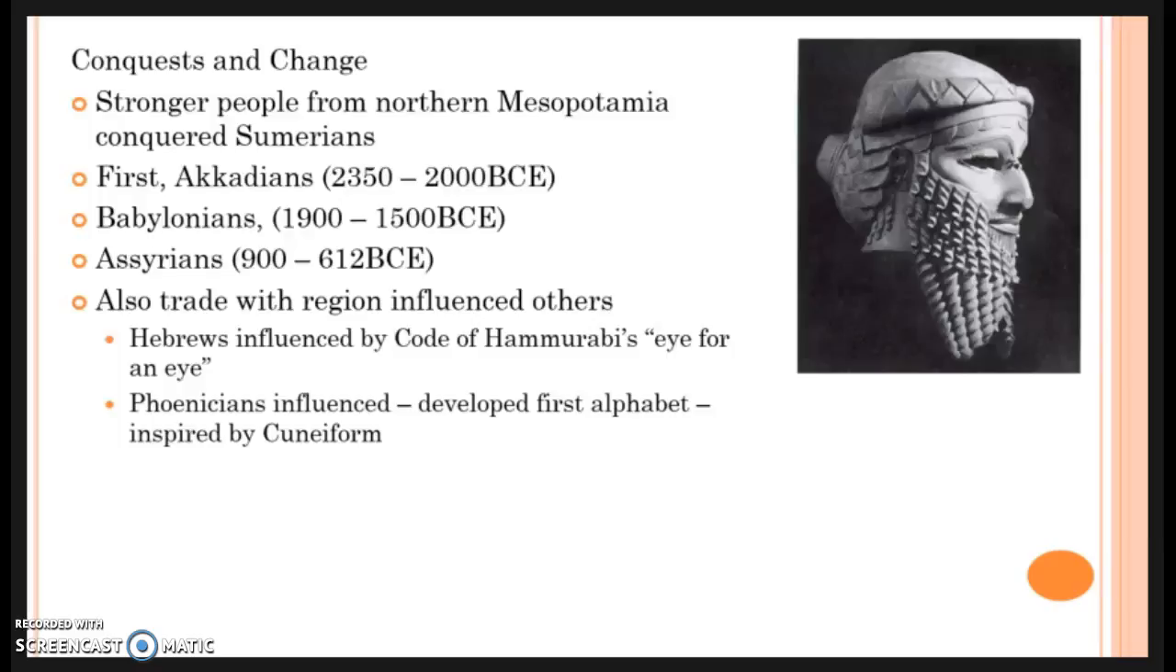Next came the Babylonians with the famous King Nebuchadnezzar, and finally the Assyrians are the last of these first big empires. Now, along with the pillaging and the killing and the stealing, this empire building process also begat trade and influencing each other. The greatest examples of that were the Hebrews, who were influenced by the Code of Hammurabi's eye for an eye justice. And we can see that in the Ten Commandments. We can see that in the Old Testament.